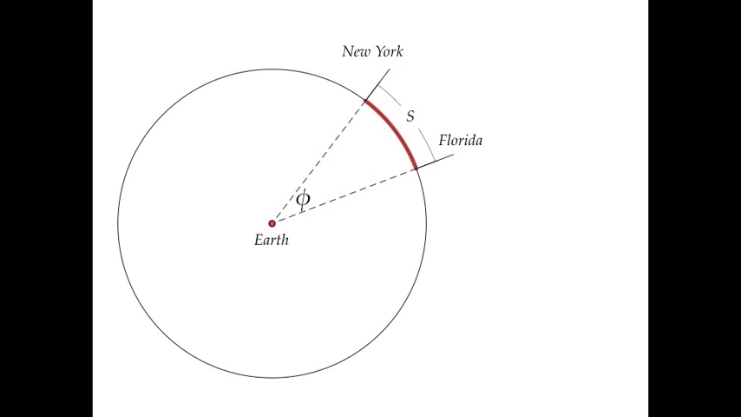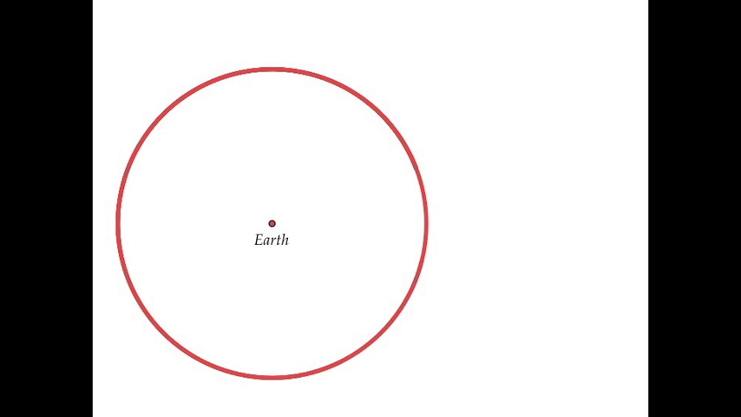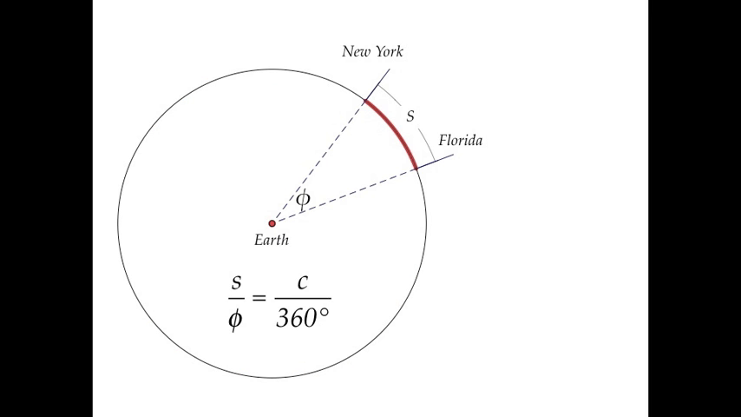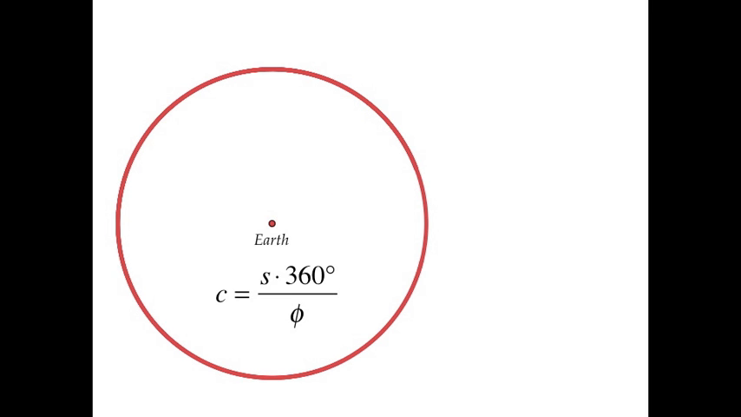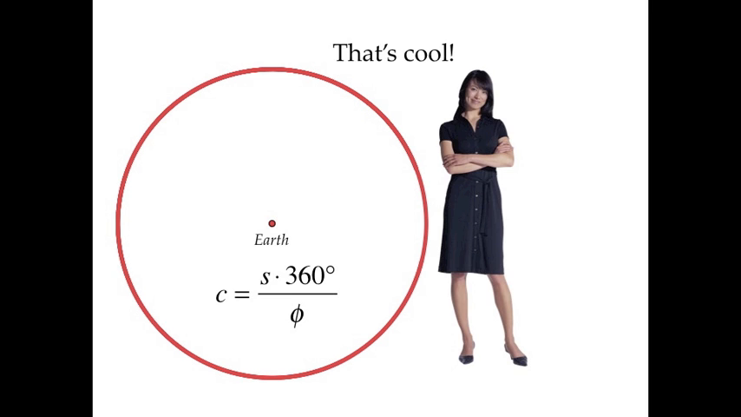By determining arc length S between the locations in New York and Florida, taken together with phi, proportional reasoning will produce the circumference. So the circumference is the arc length times 360 divided by phi.